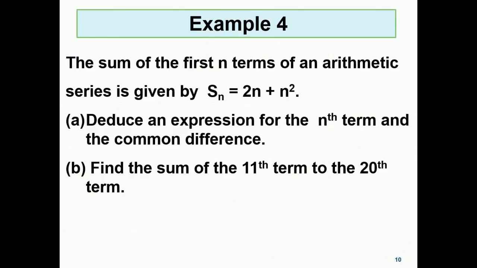Example 4. The sum of the first n terms is given by Sn is equal to 2n plus n squared. The question is, deduce an expression for the nth term and the common difference. To find the Tn, we need to use the formula Sn minus Sn minus 1.